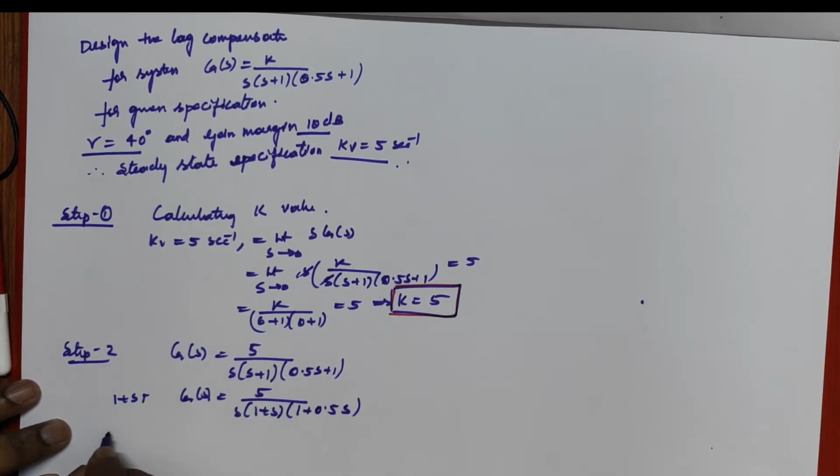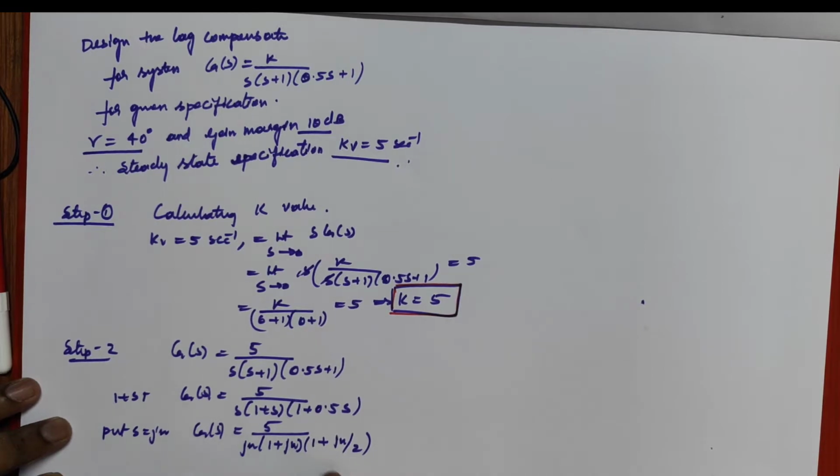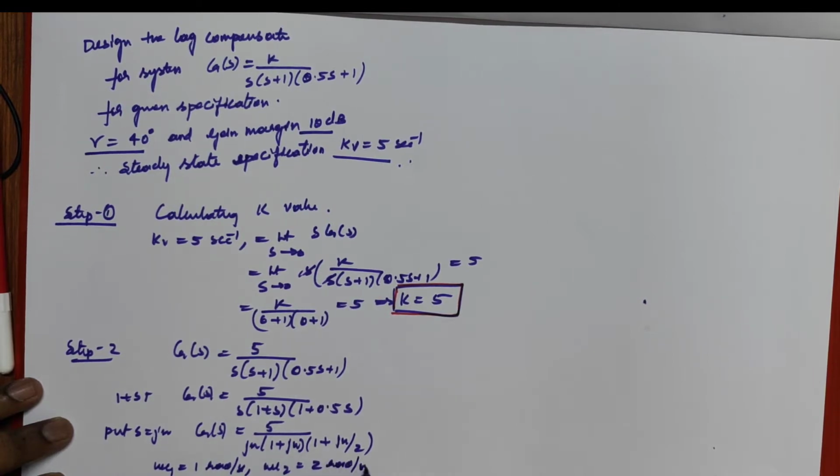Now we substitute s equal to j omega here. Finally we'll get 5 by j omega (1 plus j omega) and this is in 1 plus sT form, so (1 plus j omega by 2). Now from this we have the two corner frequencies: omega c1 equal to 1 radian per second, and omega c2 equal to 2 radians per second. So these are the two corner frequencies.